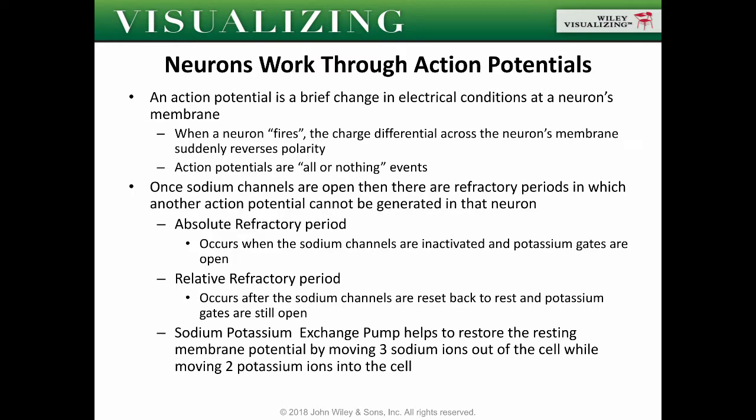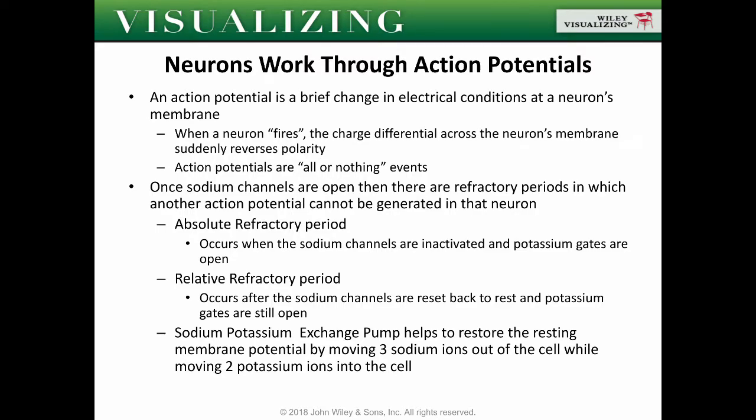Okay, so neurons work through action potentials, as we said. The action potential is a brief change in electrical condition at a neuron's membrane. When a neuron fires, the charge differential across the neuron's membrane suddenly reverses polarity. Remember, it's negative 70, it becomes positive 30. Action potentials are all-or-nothing events, meaning you either have it or you don't. They are basically binary. There is no halfway. There is no negative 5 millivolts action potential. You're at negative 70 and then you become positive 30.